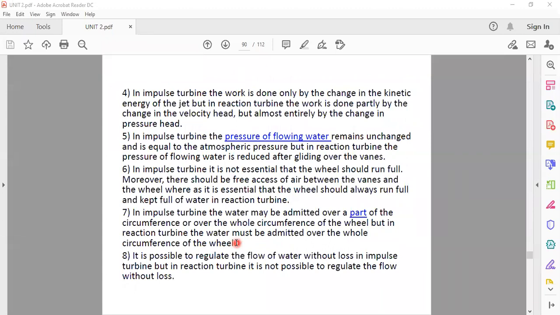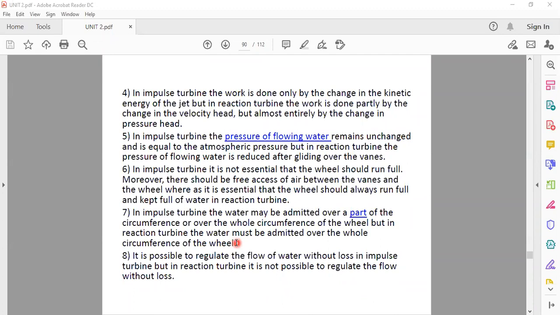In impulse turbine, the work is done only by changing kinetic energy of the jet, but in reaction turbine, the work is done partly by the change in velocity head, but almost entirely by the change in pressure head. In impulse turbine, the pressure of flowing water remains unchanged and is equal to atmospheric pressure, but in reaction turbine, the pressure of flowing water is reduced after gliding over the vanes.